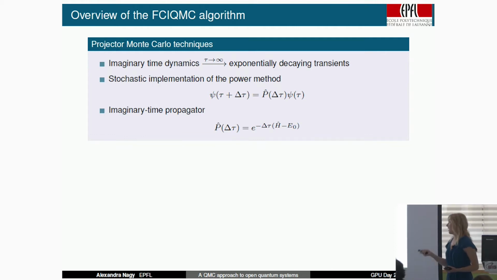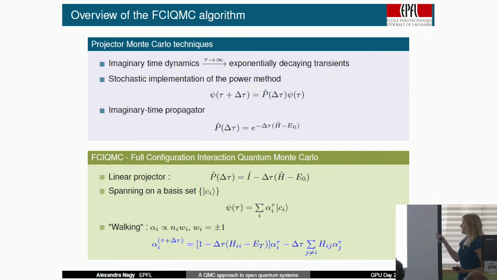So what is our Monte Carlo? This is called full configuration interaction Quantum Monte Carlo, and it was invented by chemists for molecular dynamics calculations. And it's a type of projector Monte Carlo which uses a linear projector and a completely different sampling strategy. The key dynamical equation for the evolution can be seen here.